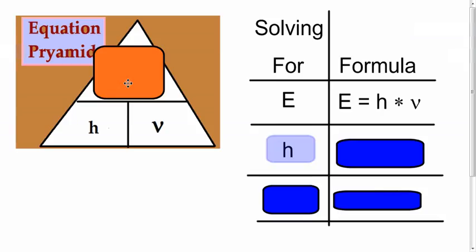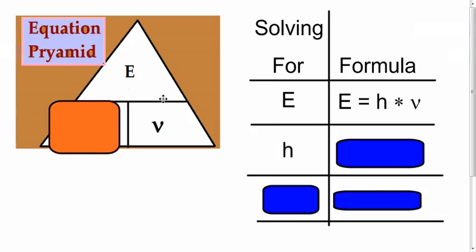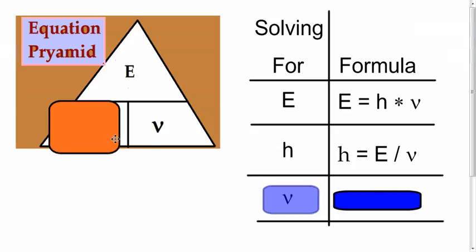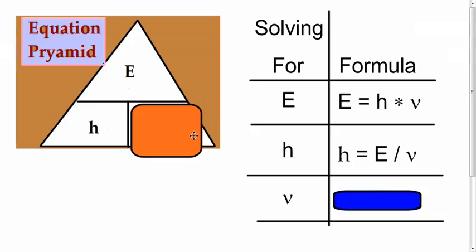Now, if I wanted to solve for Planck's constant, I would divide the energy by the frequency. h equals E, the energy, divided by nu. If I wanted to solve for frequency, that's the energy of the light divided by Planck's constant.